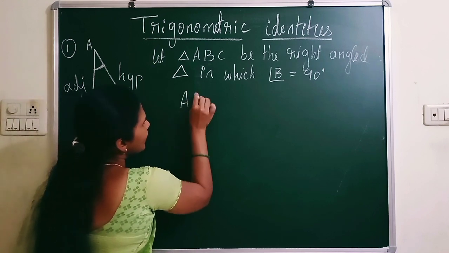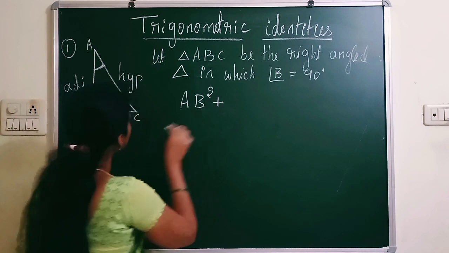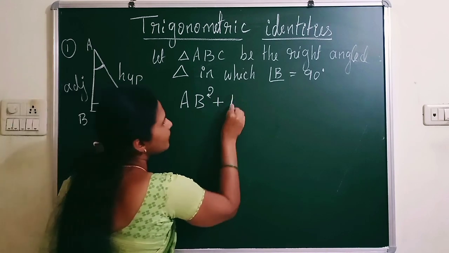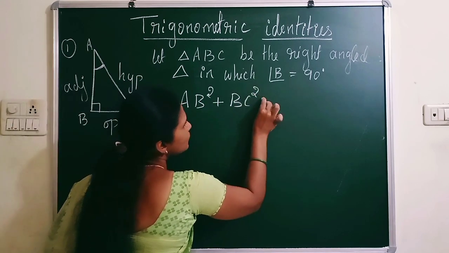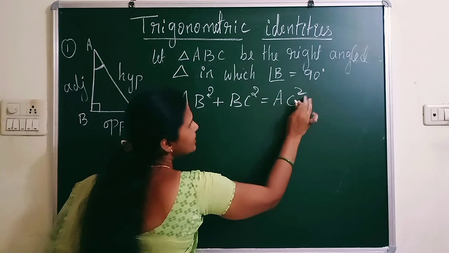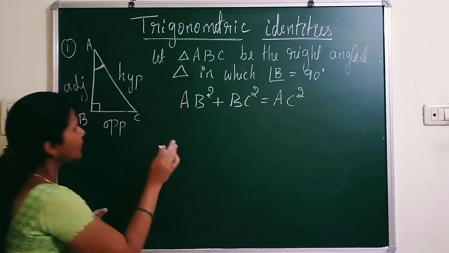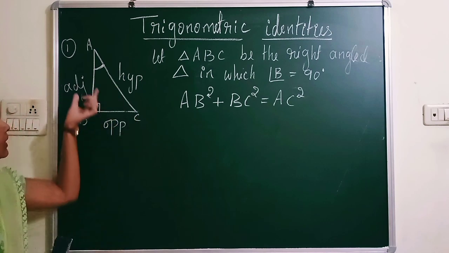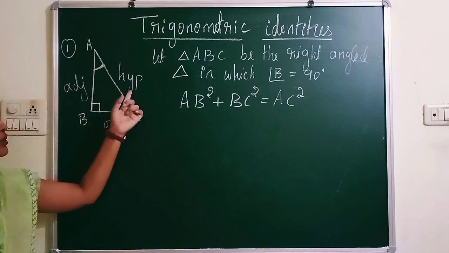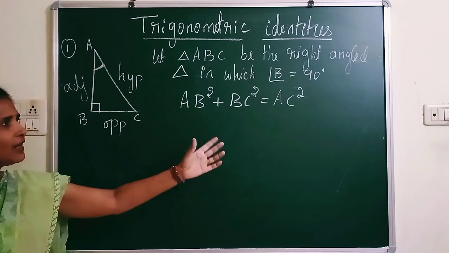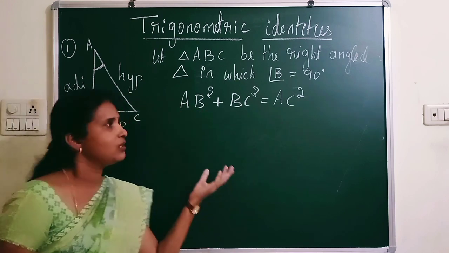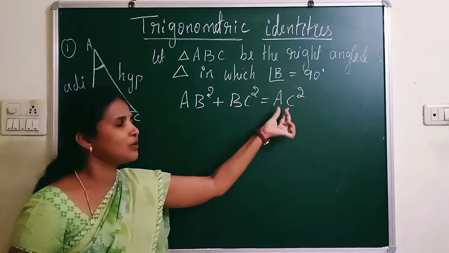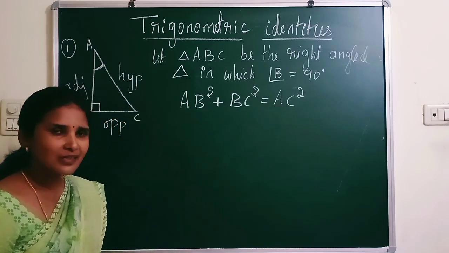So AB square plus BC square equals AC square. So this is the Pythagoras formula in this triangle. However you want, you can write left side or right side, you can interchange. So AB square plus BC square equal to AC square. So what is the next step?